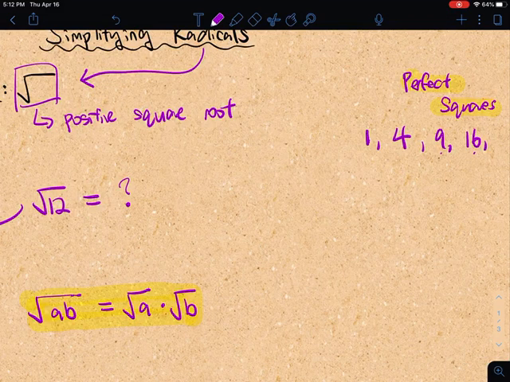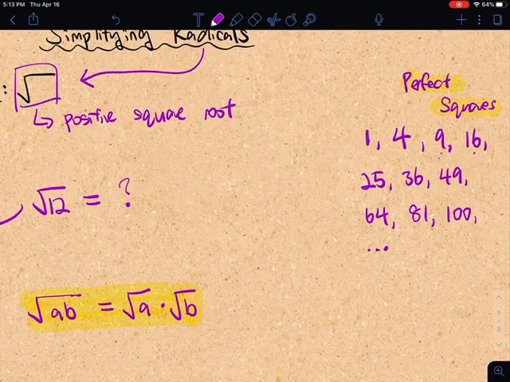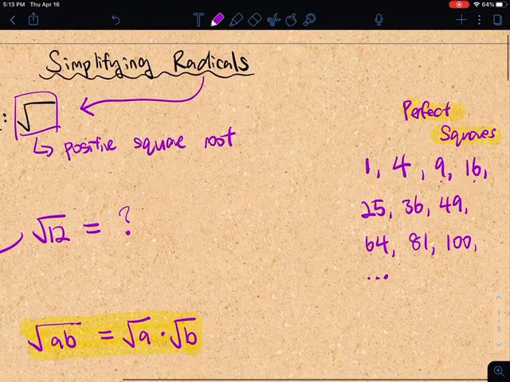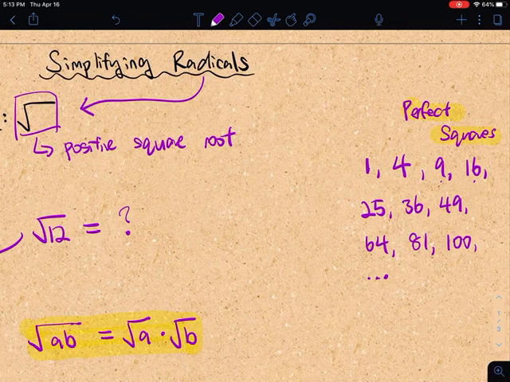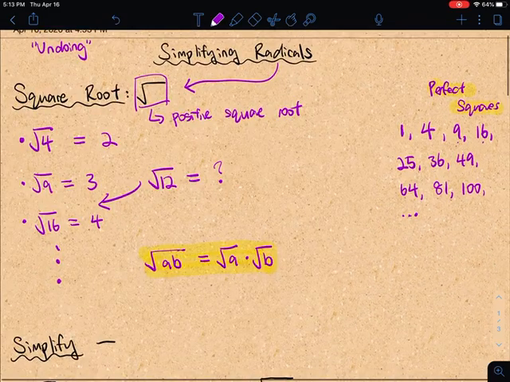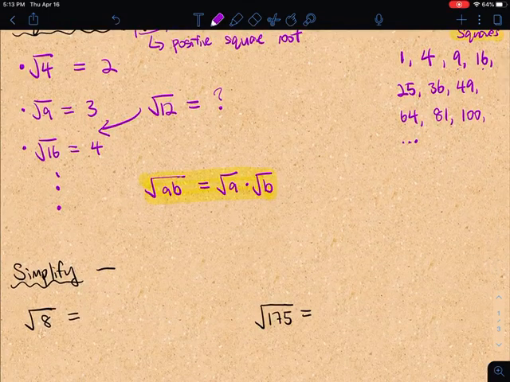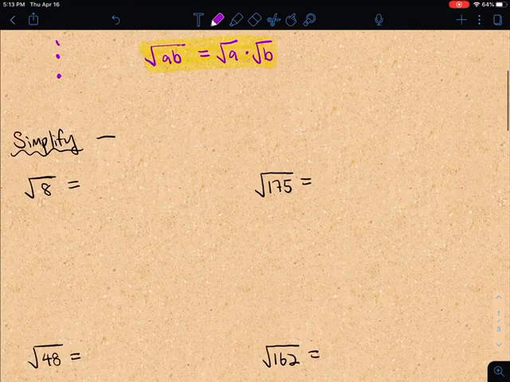Well, that's 1 times 1, 2 times 2, 3 times 3, 4 times 4. 5 times 5 will be 25. 6 times 6. 7 times 7. 8 times 8. 9 times 9. 10 times 10. And of course, I can go on forever, but I'm going to stop at 100. Usually these are the ones that we should have memorized or can get pretty easily. Okay, so we'll use this list to help us simplify.